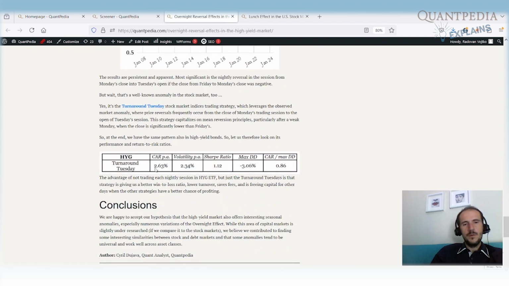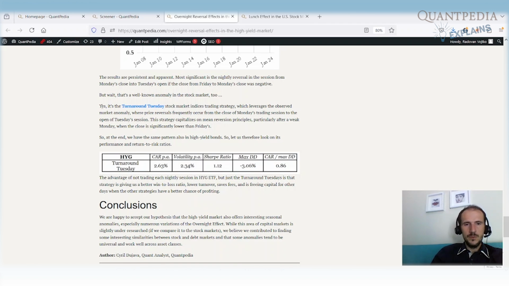We have performance over 2.6% with 2.3% volatility, which gives us a Sharpe ratio of 1.12, which is really great. For such a simple strategy, it's a very interesting Sharpe ratio. We have a maximum drawdown of minus 3%, which is really minimal. The question is why there is such performance from Monday close until the Tuesday open. Some of you that know some patterns from US equities probably know this pattern.